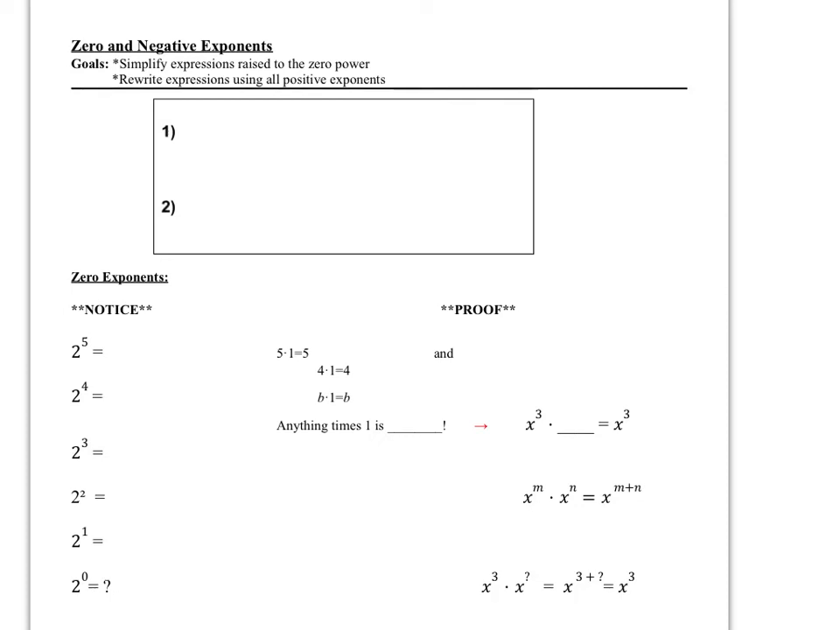So now we're going to more formally investigate zero and negative exponents and come up with rules. Here's where our rules are going to end up going in this box, but before that we're going to do some different ways of looking at these.